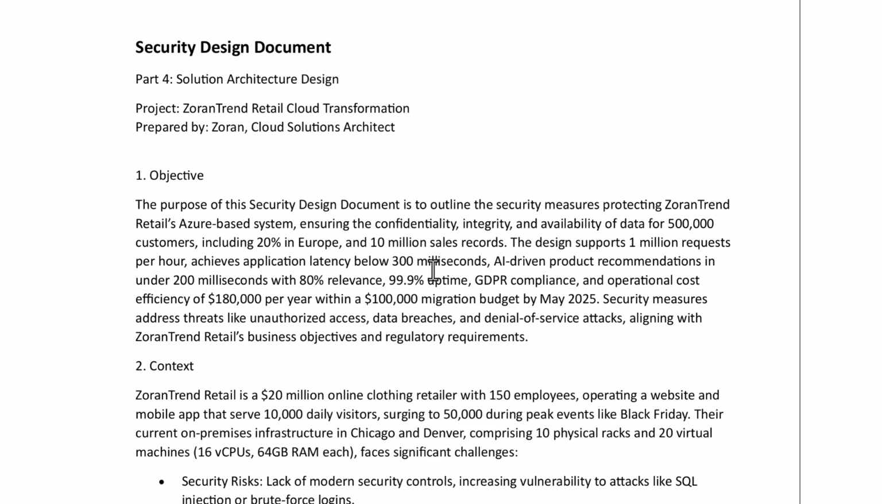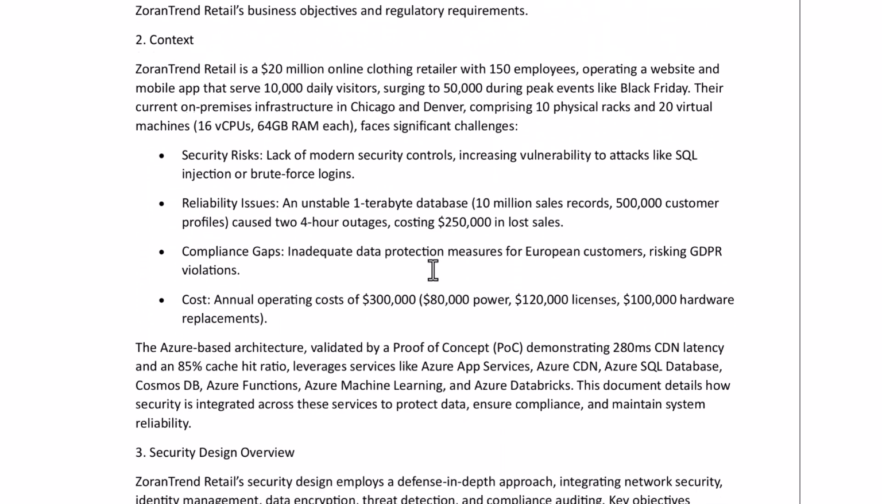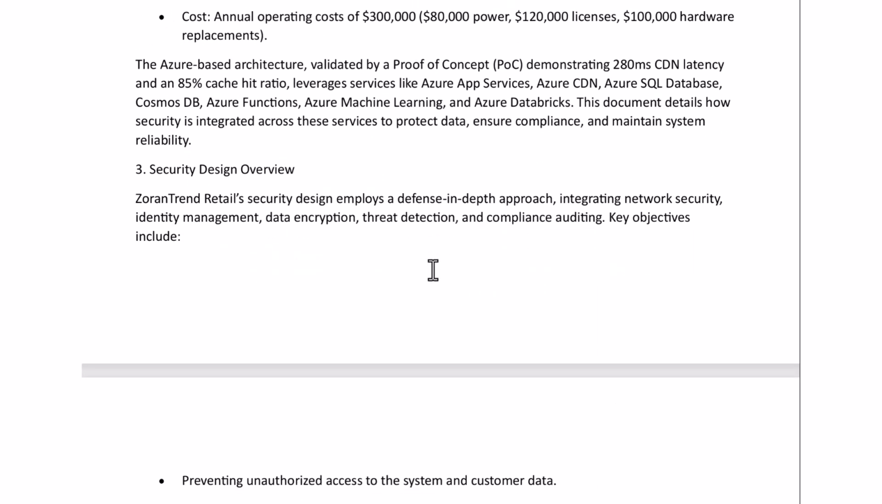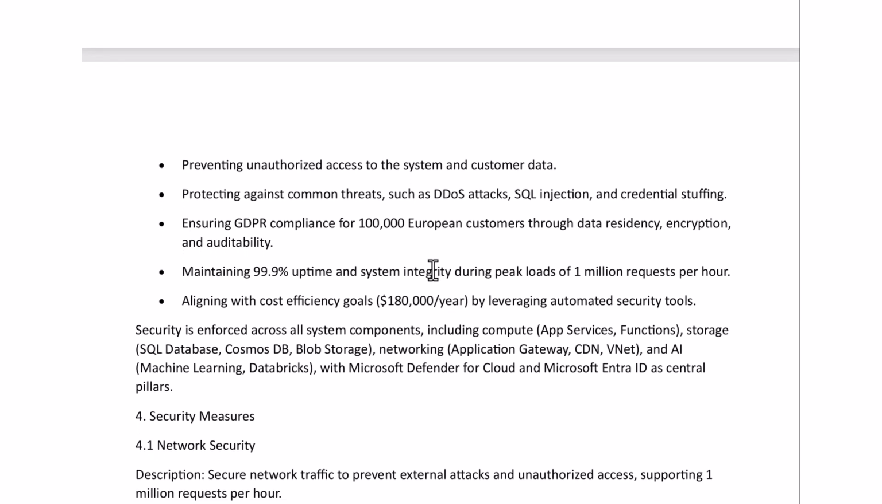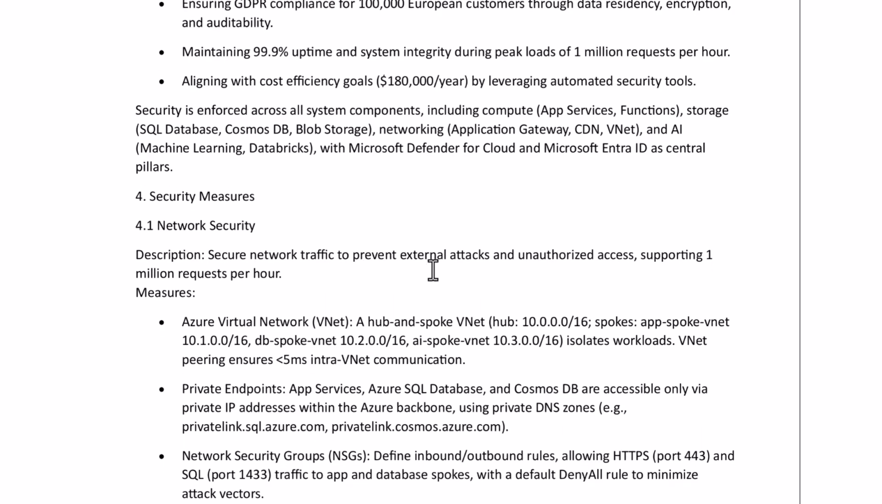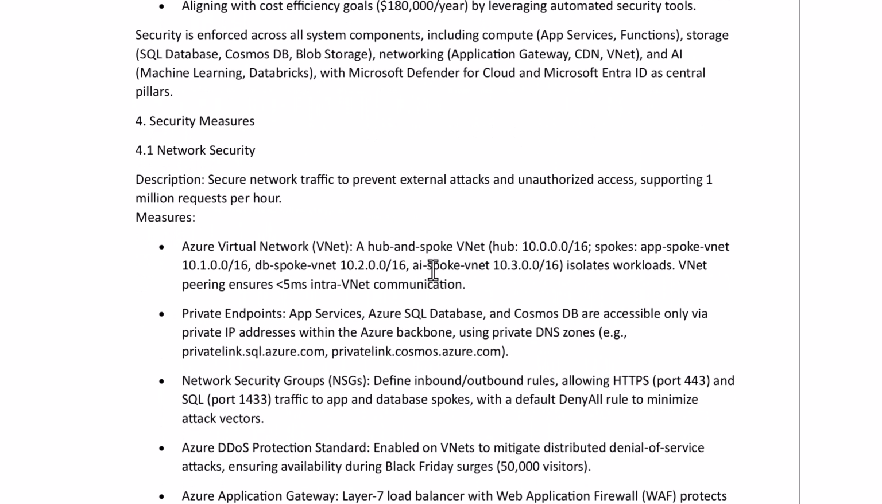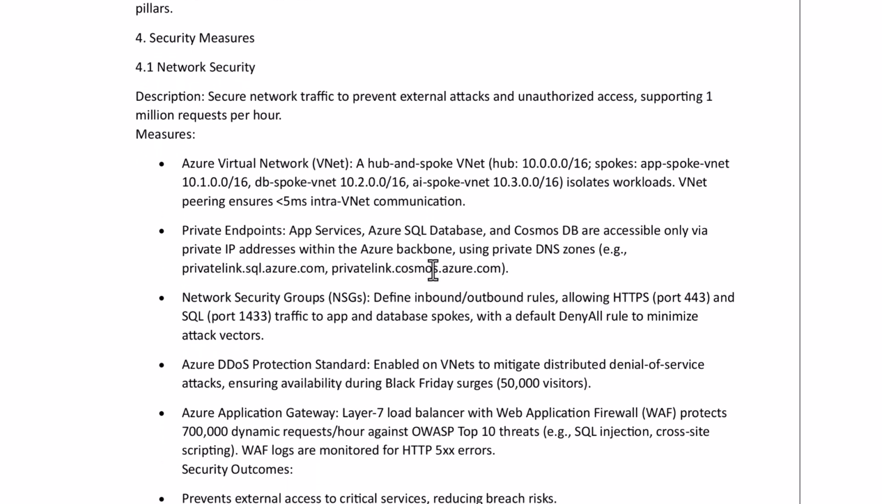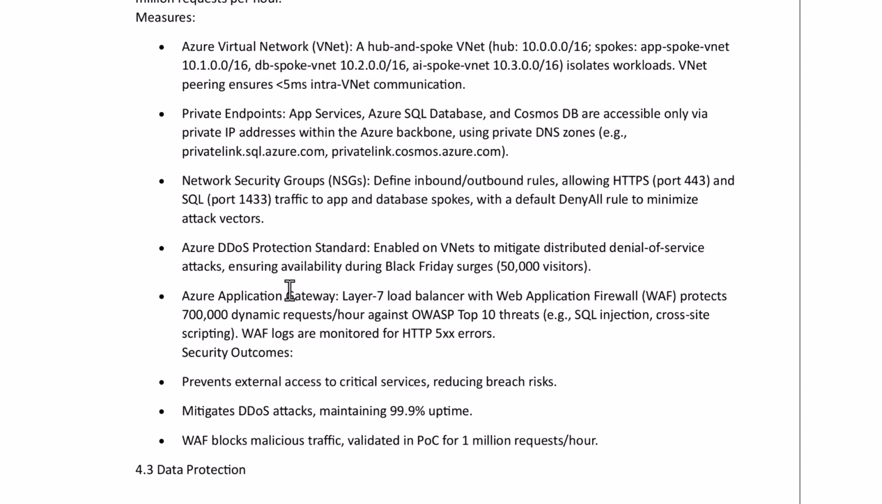The security design document establishes a fortified digital environment, deploying a virtual network with private endpoints for App Services, Azure SQL database, and Cosmos DB to keep data within Azure's secure backbone, shielded from the public internet. Azure Application Gateway's web application firewall protects 700,000 dynamic requests per hour, blocking threats like SQL injection and DDoS attacks.